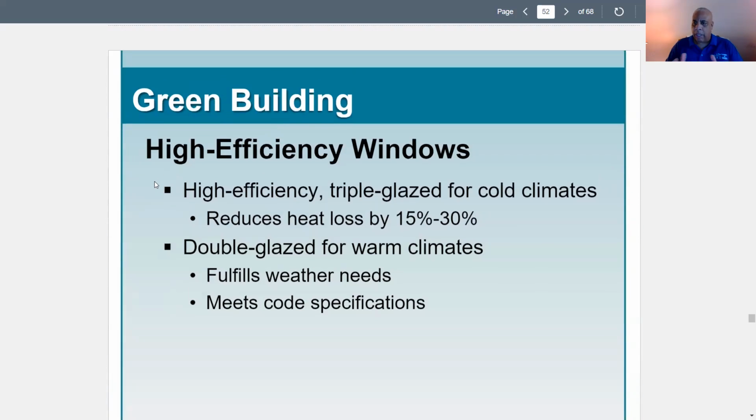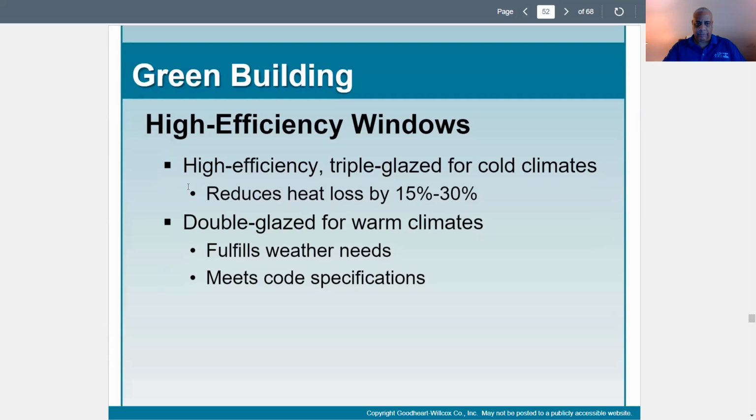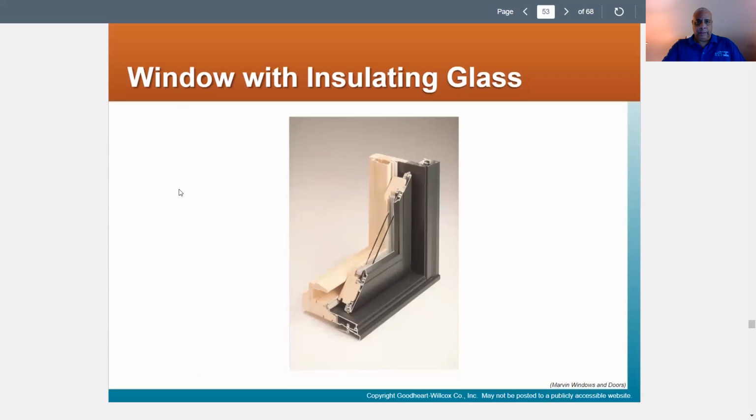Okay, we get into what we call green building. Green buildings feature high efficiency windows: triple glazed for cold climates, which reduce heat loss by 15% to 30%. Then you have your double glazed for warm climates, which fills weather needs and meets code specifications. Here's a picture of your window with insulating glass.